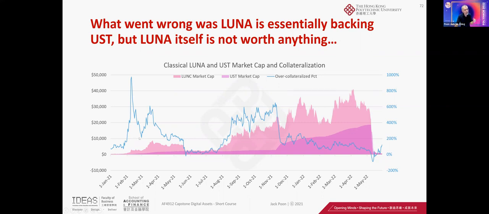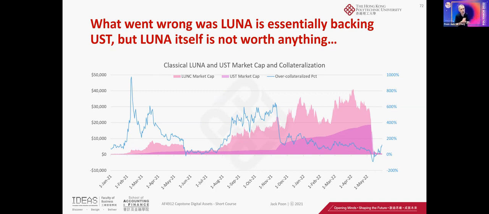So what I'm plotting in here essentially is the market cap of Luna, which is backed by nothing, and the market cap of UST. Because UST is supposed to peg to $1, you can think of this UST, for the most part, all the way up to before May 1st, as the supply of UST, okay? And what I'm plotting on the right side is this blue curve that I call the over-collateralized percentage. What it means is, if I have some kind of an asset sitting outside, how much of the asset is backing it in order to make it what it is.